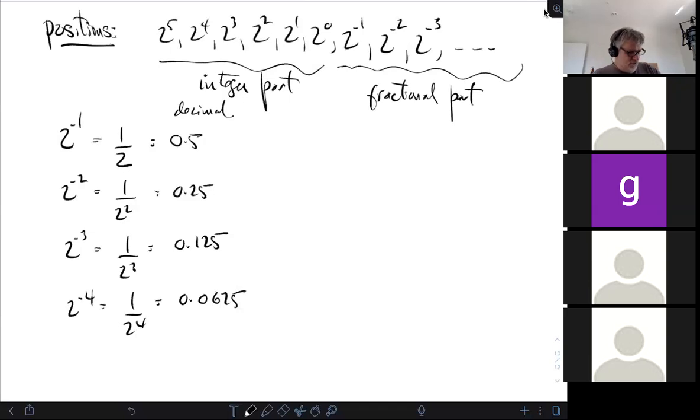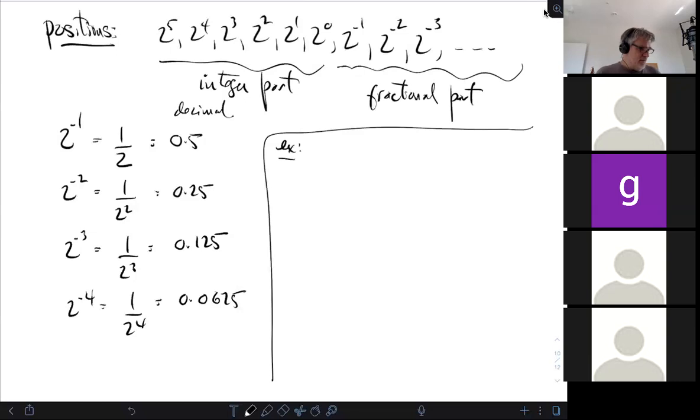Okay, so let's do another example. So let's say I write 101.1101. This is in binary.